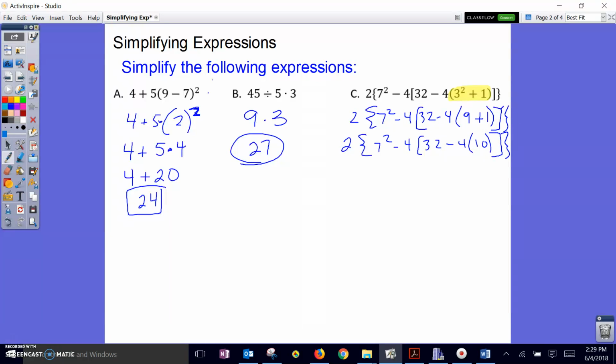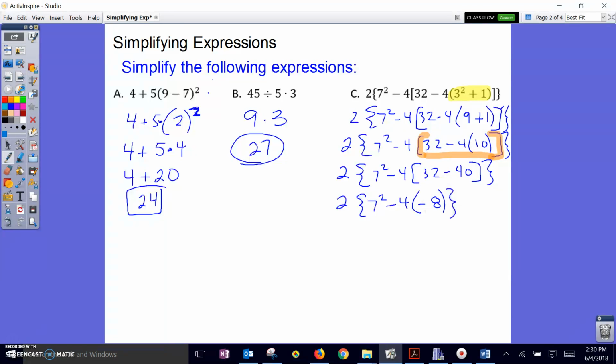Now we have next, our next most inner grouping symbol are these brackets. So we're going to do what's inside there first. Using the order of operations, we have a subtraction and a multiplication. Multiplication comes before subtraction. So we're going to go ahead and do the multiplication first. 4 times 10 is 40. And then we'll finish off what's inside the brackets. (32 minus 40) gives me -8.